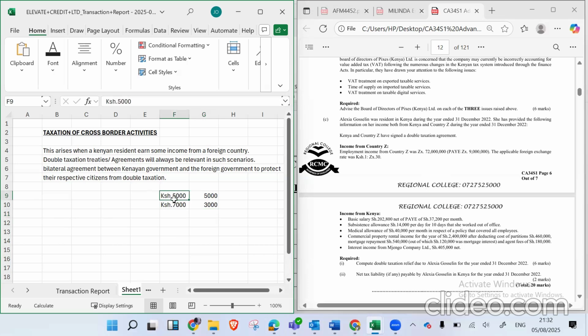So let's see, let's have that. We say we deduct the Kenyan tax on Kenyan income from the Kenyan tax on total income to get the Kenyan tax on foreign income.